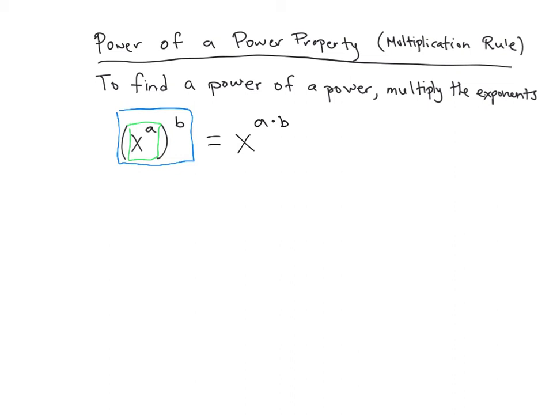And so this is our third rule. We have our addition rule. That's when you're multiplying two different powers together. We have our subtraction rule when you're dividing two powers. And then when we take a power of a power, we're going to multiply the exponents.